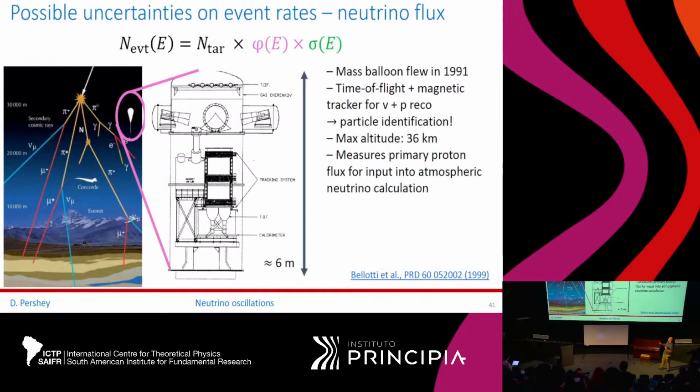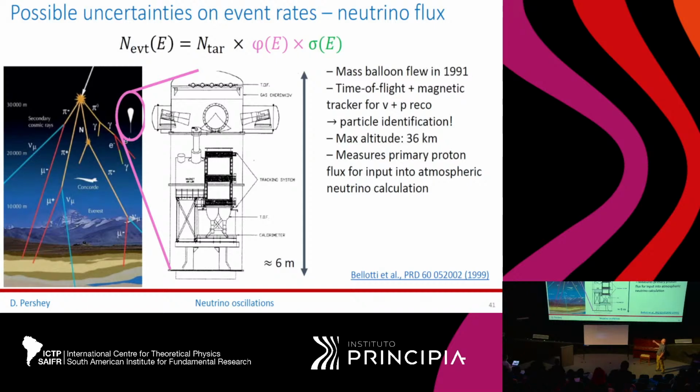Here we care about the primary protons and pions that are produced in the upper atmosphere. We want to go up into the upper atmosphere and look at the flux of primary protons incident on Earth, which will subsequently interact in the upper atmosphere and make pions, which will decay into neutrinos. So we have this balloon experiment here, about 6 meters tall, that carried a high energy physics experiment payload up into the atmosphere, to a maximum altitude of about 35 kilometers.